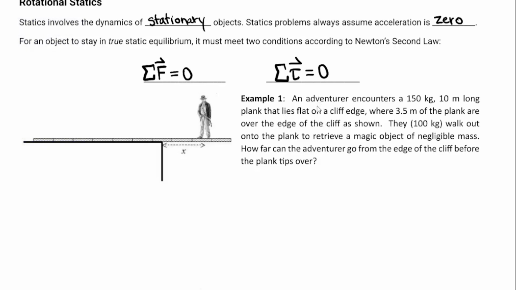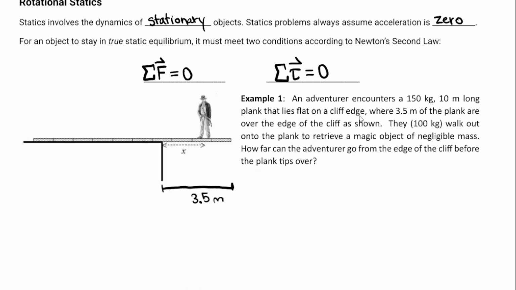So in this example, our character is an adventurer who looks mysteriously like Indiana Jones, who encounters a 150 kilogram, 10 meter long plank that lies flat on a cliff edge, where 3.5 meters of that plank are over the edge of the cliff, as shown here. So we've got this 3.5 meter distance where it's hanging over the cliff edge, like that. And then we also have some weights that we can compute.